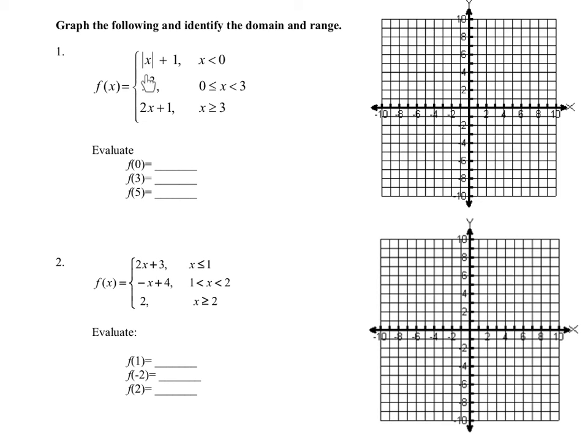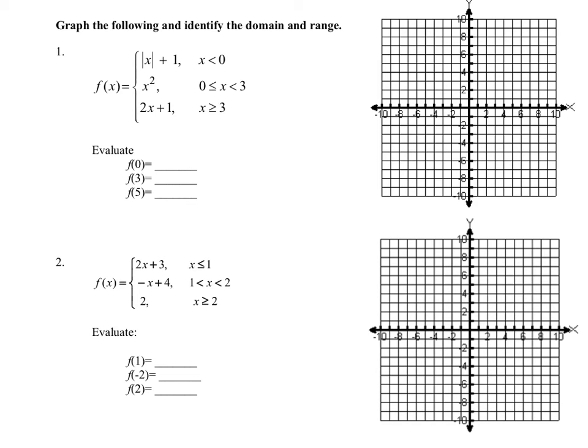This is an absolute value of x plus 1, where x is less than 0. Then we have an x squared, where 0 is less than or equal to x is less than 3. And then we have a 2x plus 1, where x is greater than or equal to 3. All right, so let's start with the first function right here, which is an absolute value function, which we know makes a V. This one starts at the y-intercept of 1, so that's where we're going to start our graph.